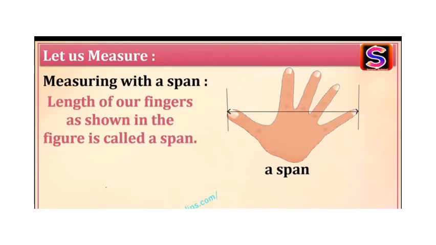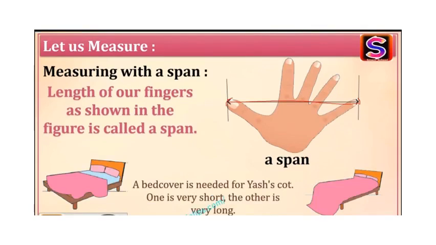Now, see this. What can you see? A hand. We measure from the small finger to the thumb. It is called a span. The length of our spread fingers as shown in the figure is called a span. What do we call it? Span. Yes, very good.